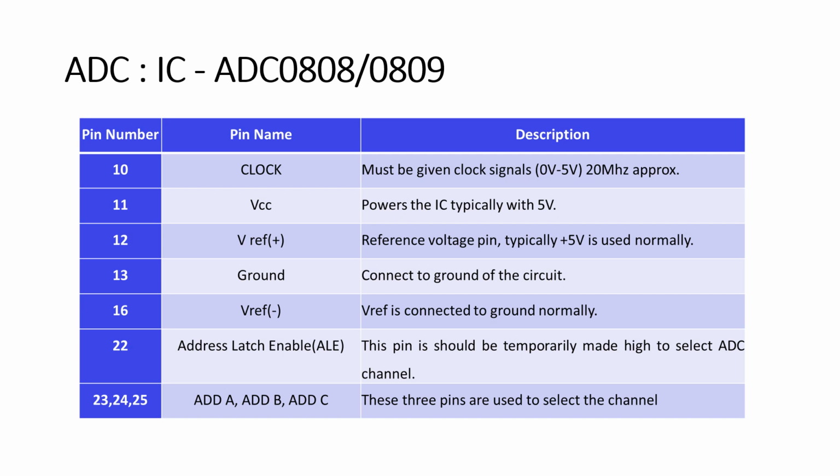Address latch enable, that is ALE. This pin should be temporarily made high to select ADC channel. Add A, that is 23, 24, 25 pin numbers. Add A, add B, add C. These 3 pins are used to select the channel.